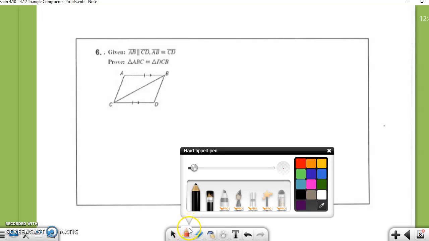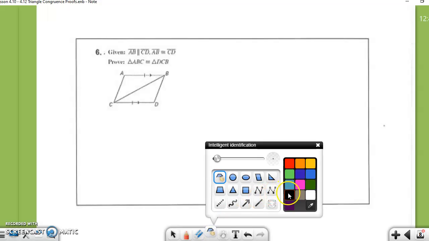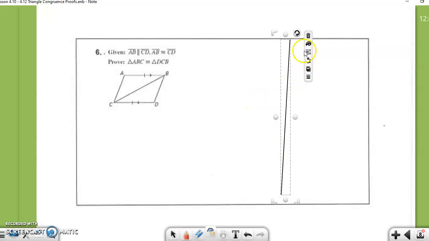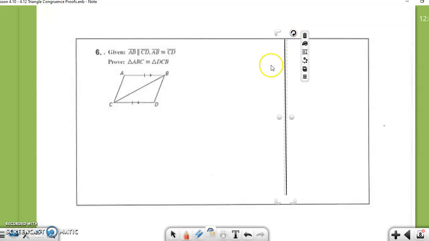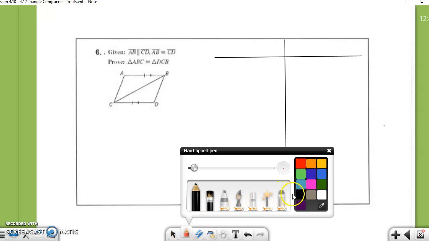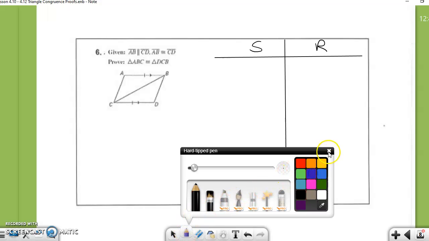Alright guys, we're going to start back up with some more examples of triangle congruency proofs. So here we are with number 6 from our packet. I'm going to set up my T-chart. Okay. So let's start digesting our diagram with our given information.